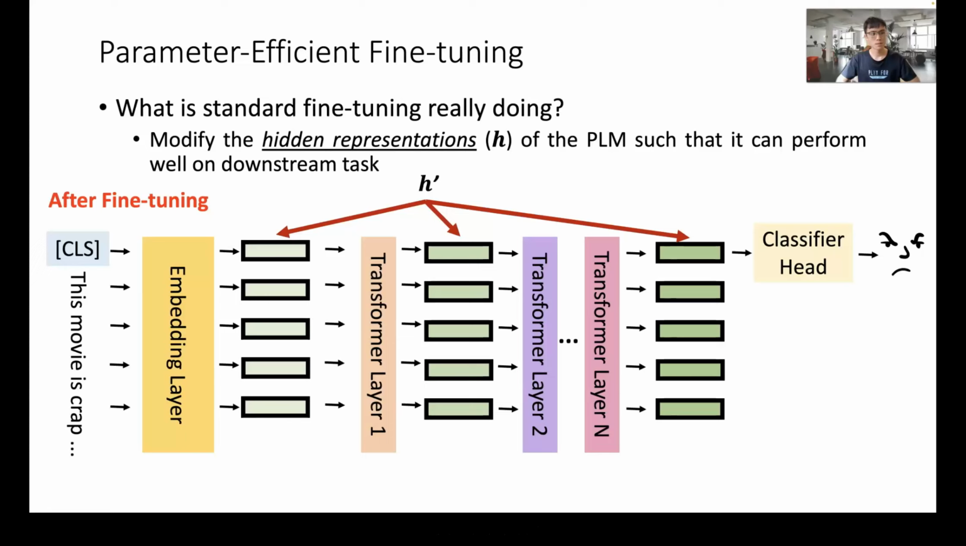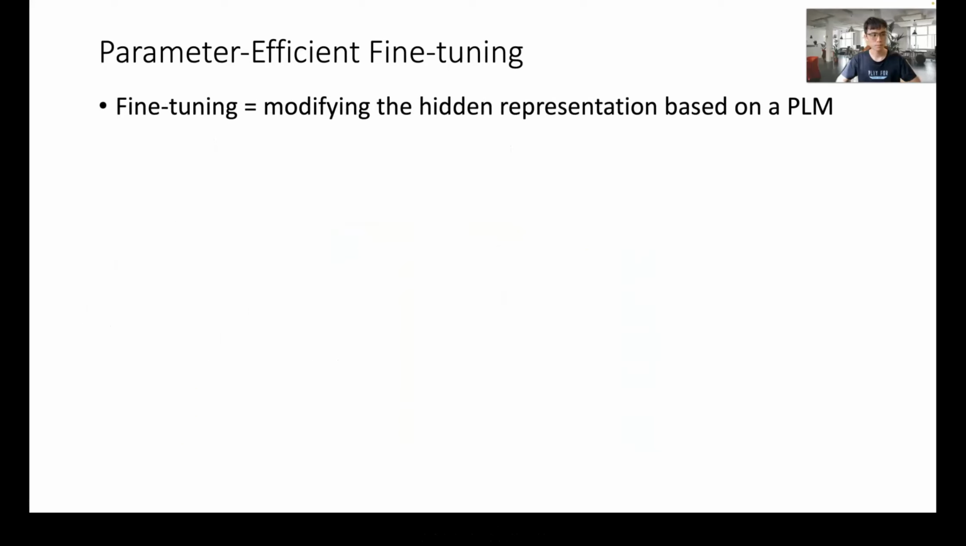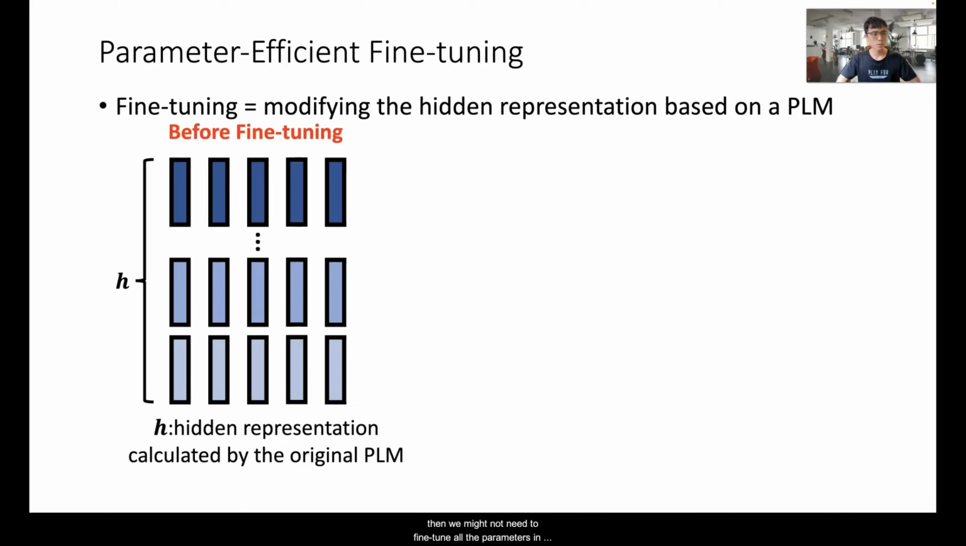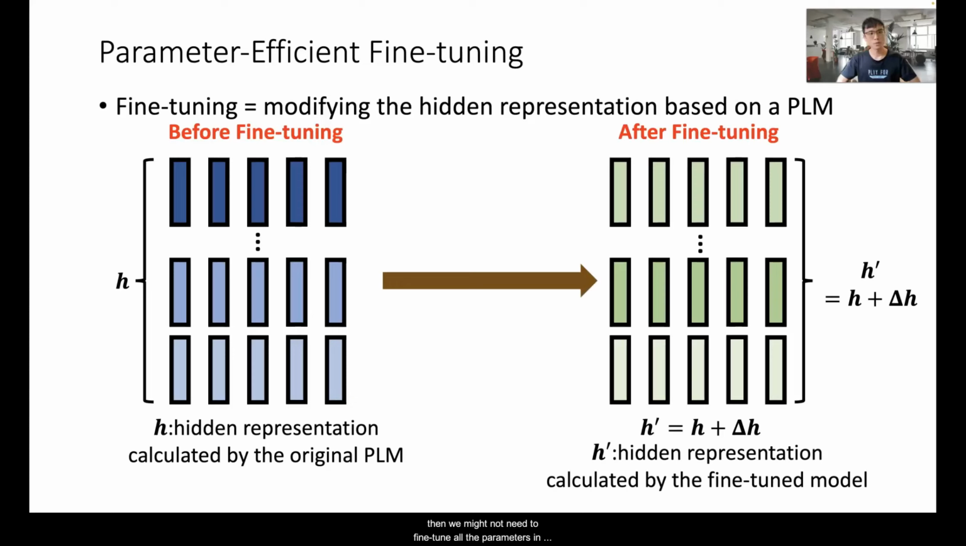Given the same sentence, the hidden representation is different for the pre-trained model and the fine-tuned model. So we can consider the fine-tuning process as a process of changing the hidden representations of the pre-trained language model, such that those representations can be better used for the downstream task. If our goal is to change the pre-trained hidden representation H into H', then we might not need to fine-tune all the parameters in the model, but only fine-tune a very small fraction of the parameters. This is what parameter-efficient fine-tuning tries to do.